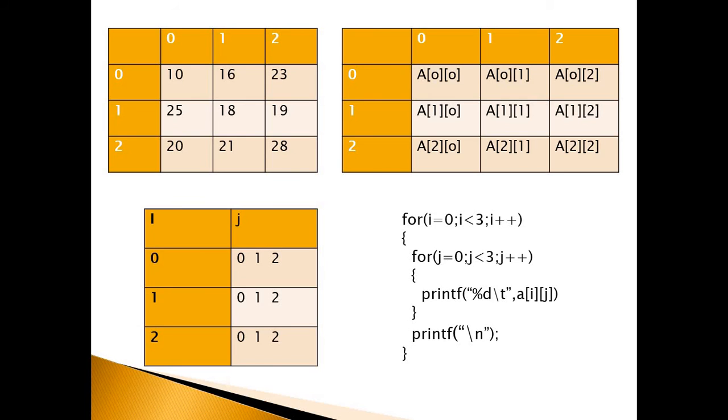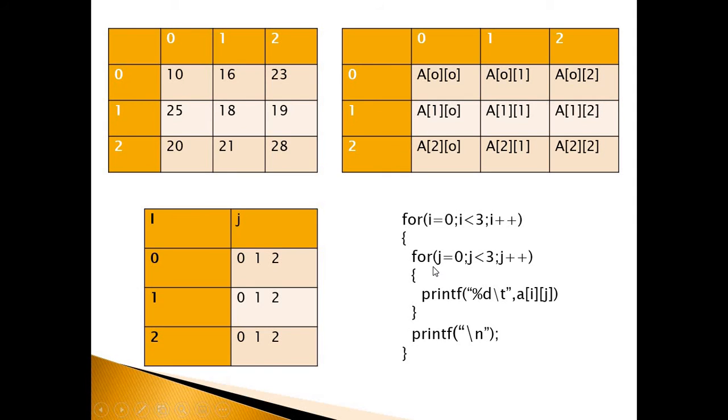Here we have the statement printf \n. What this statement does is move the cursor onto the next line so that the values of the next row will be printed on the next line. After moving the cursor to the next line, i value is incremented. i becomes 1. It checks the condition, 1 is less than 3. That means it has not printed all the rows.